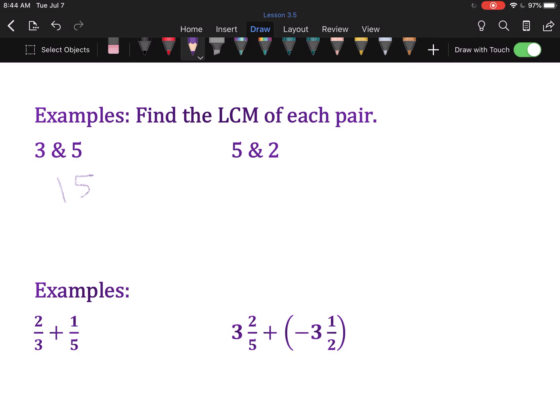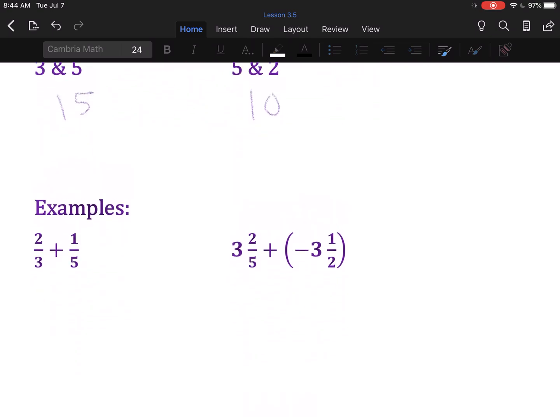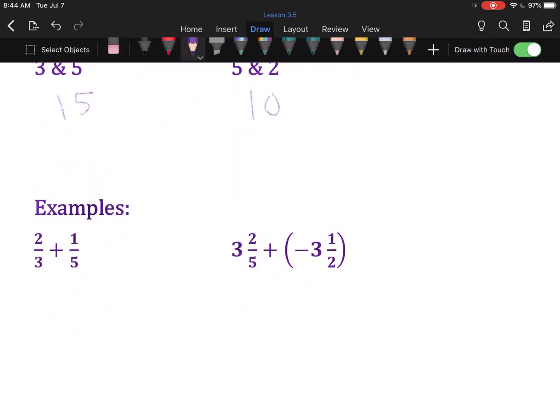On the next pair, 2 is smaller, so does 2 go into 5? No. Next multiple is 10. Does 2 go into 10? Yes, it does. So if the least common multiple of 3 and 5 is 15, then the least common denominator of 2/3 and 1/5, with denominators of 3 and 5, is 15.